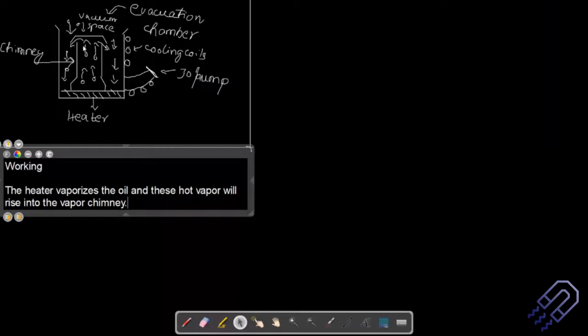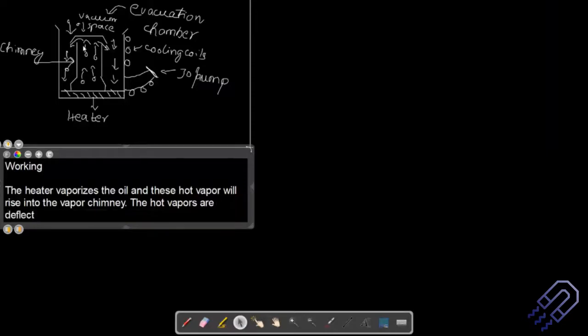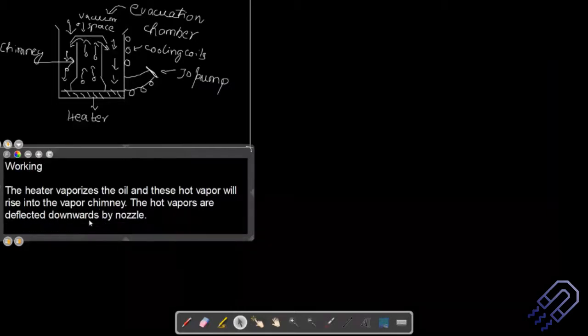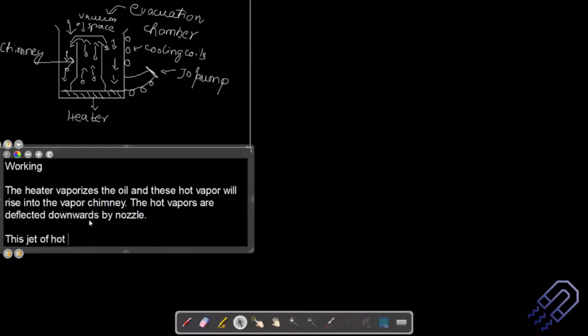And what happens after that? These hot vapors are deflected. So it has got a surface and it gets deflected from there, and then it will try to take a path which is less resistive. So it will go out through this nozzle. So the hot vapors are deflected downwards by the nozzle. So we have the nozzle which actually deflects it. And then as soon as it gets deflected, this will move out at a very fast speed. So this we can say is a jet of hot vapors.